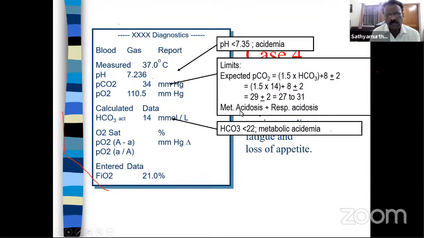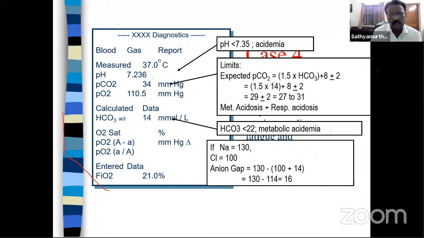So what is the patient's PCO2 here? It is not either 27 or 31, it's not anywhere near. So the patient has some amount of respiratory acidosis also. This is how we need to see whether there can be patients who have mixed disorders. If it is not fitting into this, patients can have a mixed disorder.